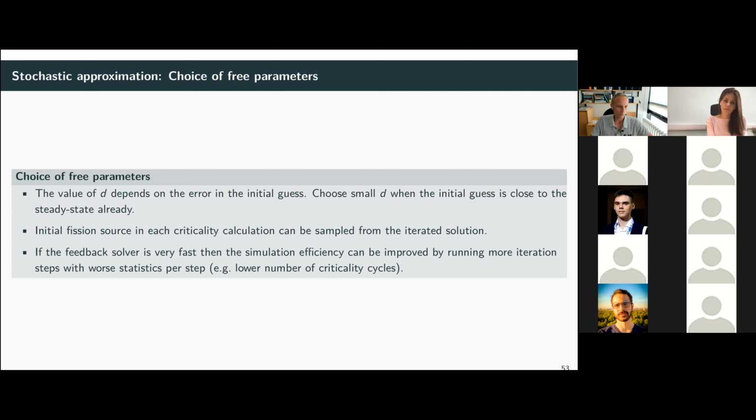But when the feedback is very fast to calculate, like in my case, the xenon feedback, which is just a single equation to evaluate, then it makes sense to have many iteration steps, like hundreds or thousands, and compensate by lowering the statistics for the Monte Carlo criticality solver. If you do that, you'll see that the calculation converges faster and is more efficient.